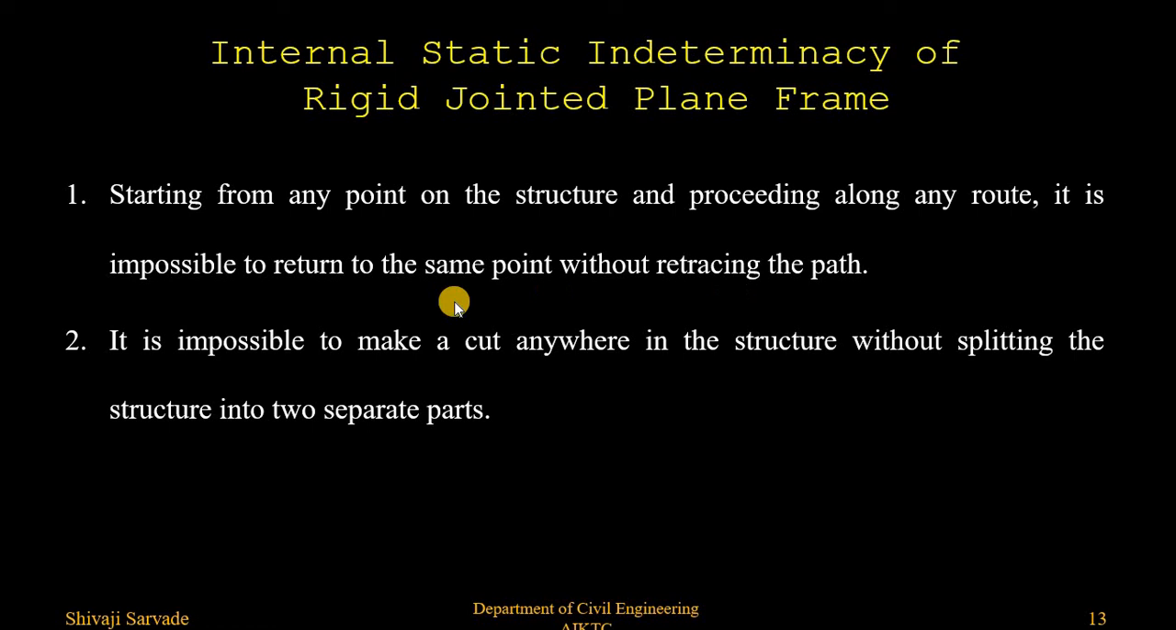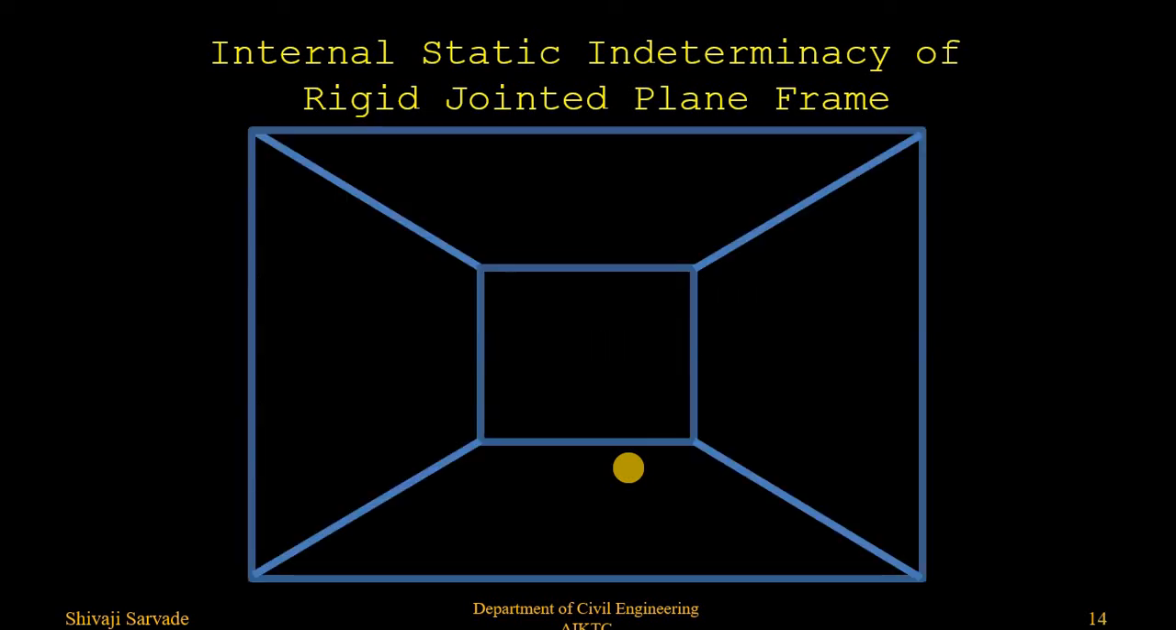That is the first condition. Another condition is that it is impossible to make a cut anywhere in the structure without splitting the structure into 2 separate parts. These are the 2 fundamental rules you will have to apply while making cuts in the structure. This is for internal static indeterminacy for a rigid jointed structure. Now if you look closely, this is a typical rigid jointed plane frame.